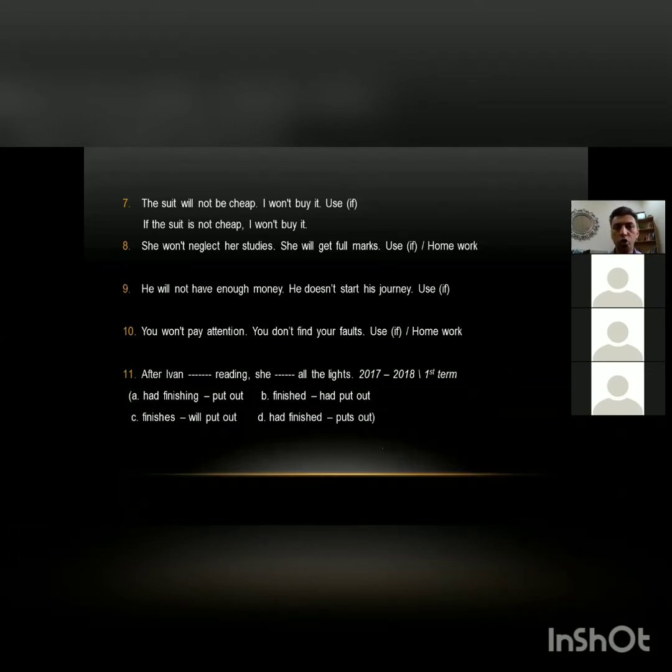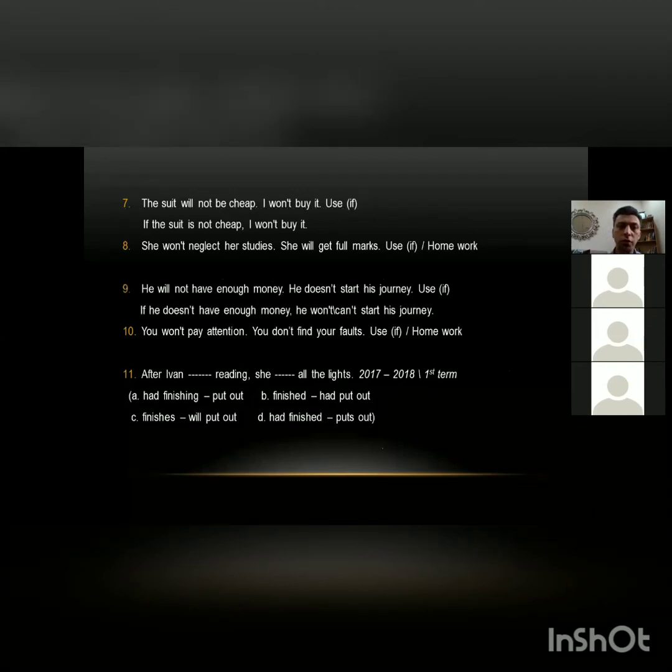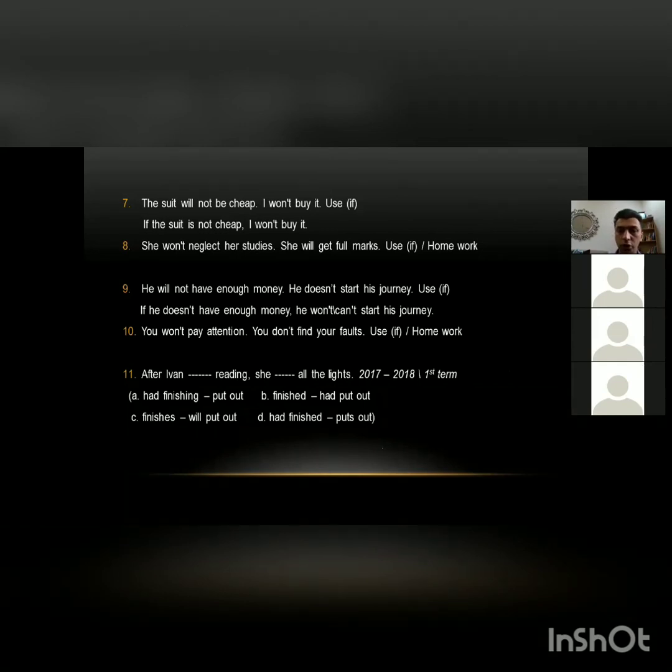The suit will not be cheap. I won't buy it. Nine. He will not have enough money. If he doesn't have enough money, he won't or he can't start his journey.